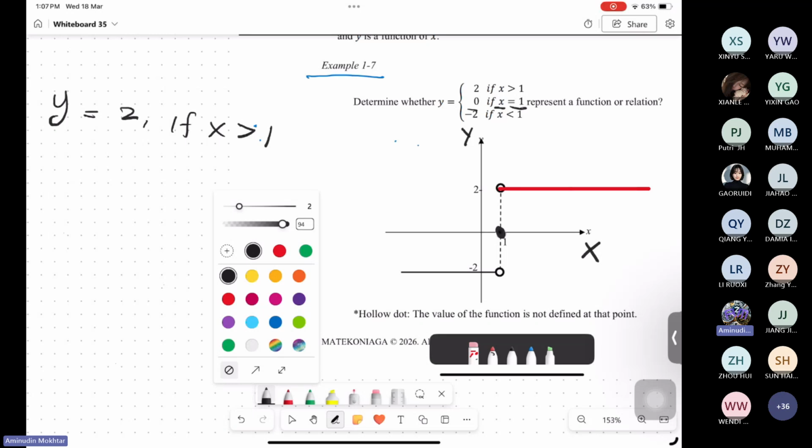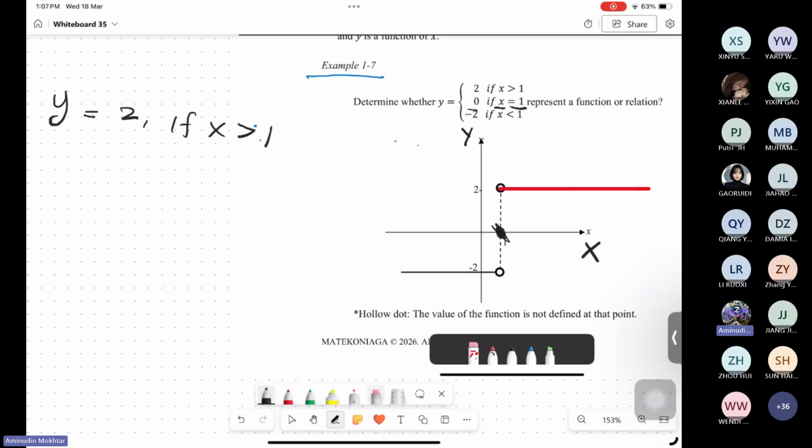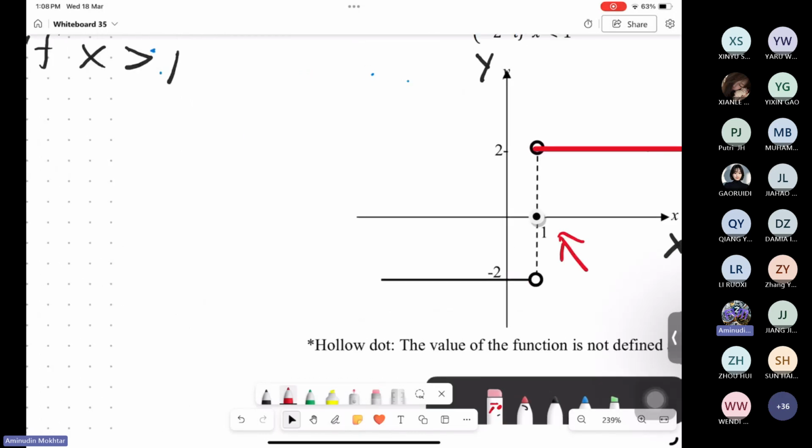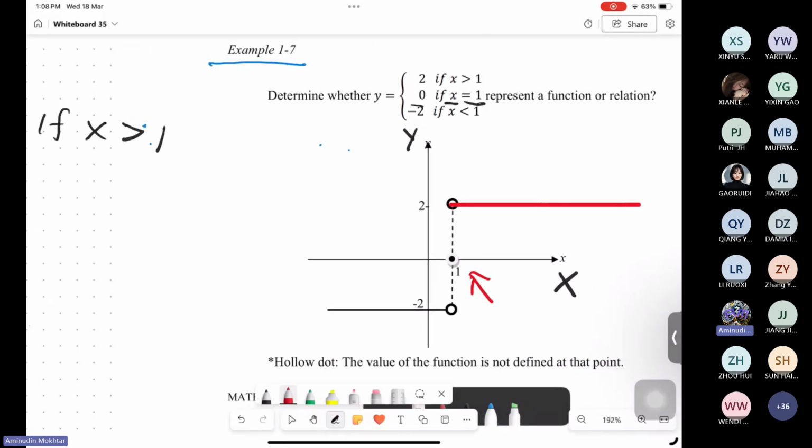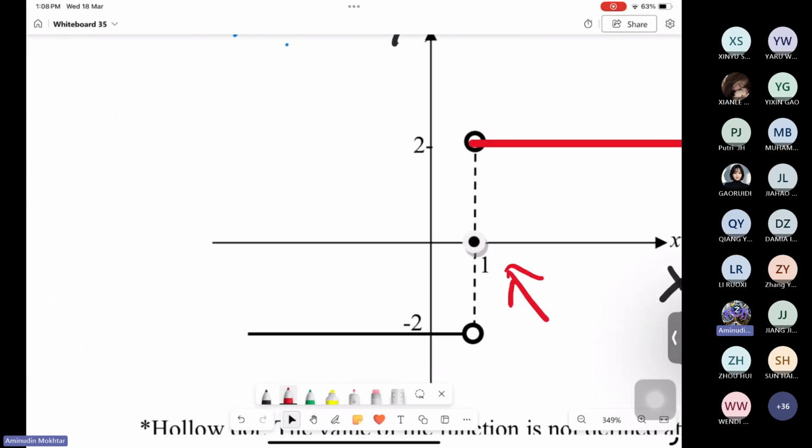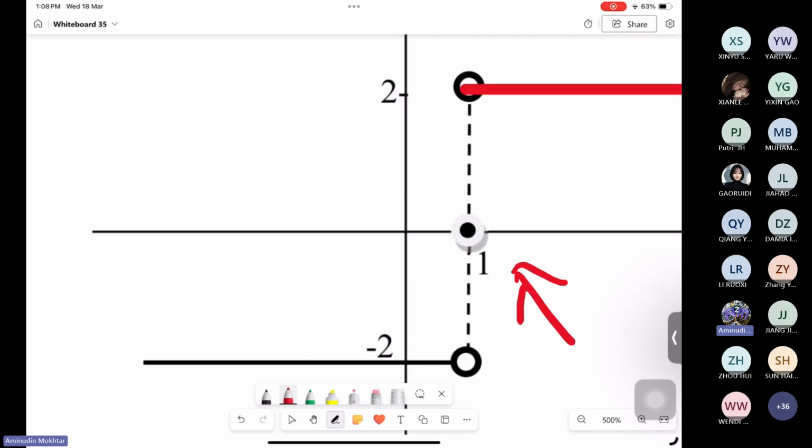So we need to plot the point where x equals 1 and y equals 0. The point is on the vertical line of x equals 1. Since there is only one point here, we just take one black dot here.